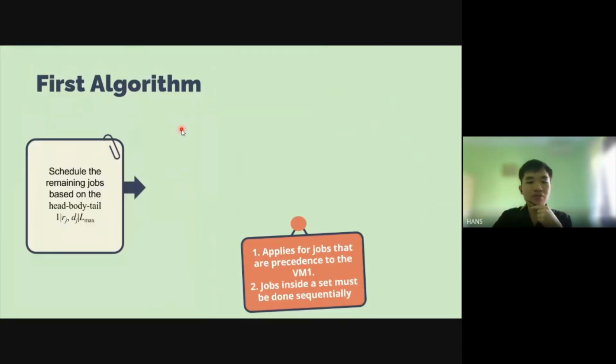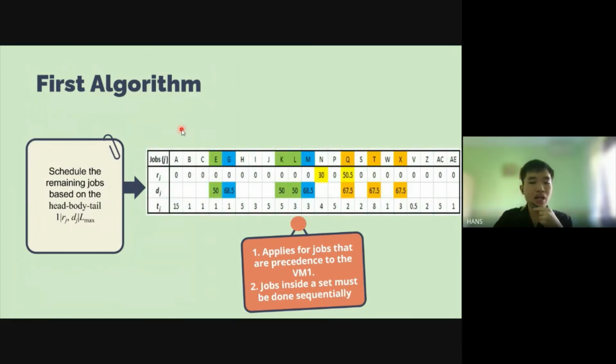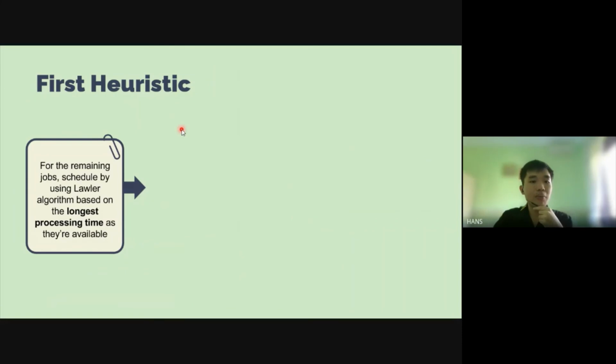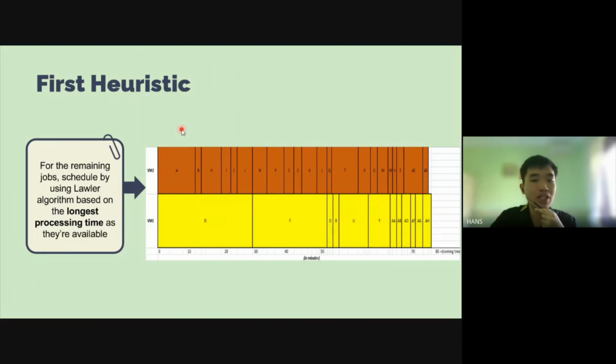So after we apply the head, body, and tail, the remaining jobs that are not in the sets can be scheduled by using the Lawler algorithm based on the longest processing time. Therefore, the job that has the longer duration will be assigned earlier than the job which has the shorter duration. And it yields this kind of scheduling solution.